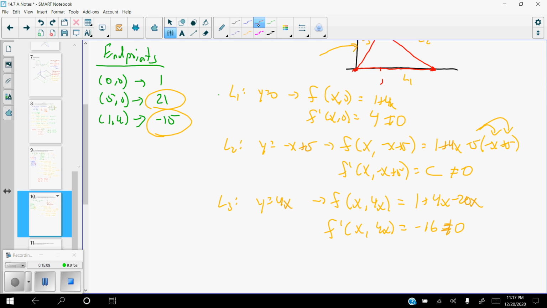So we can say that our, oops, it's supposed to be in red. Come on, work for me here. Absolute max is at the point (5, 0, 21) and the absolute min is at the point (1, 4, -15). All right, one more to go.